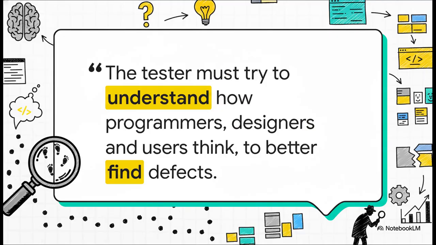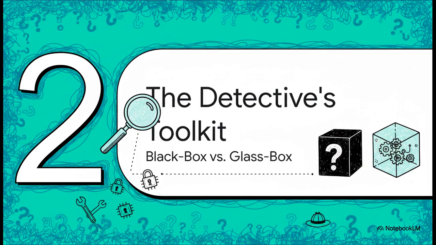So you can see why this quote is so perfect. Testing really is like detective work. You can't just randomly look for clues. You have to get inside the heads of the programmers, the designers, and even the end users. You have to think about how they think, what mistakes they might make, so you know exactly where to look for those hidden defects. All right, we've got our terminology straight. Now, let's open up the detective's toolkit.